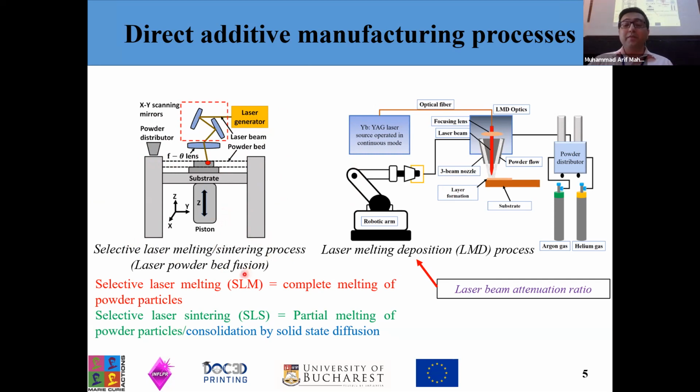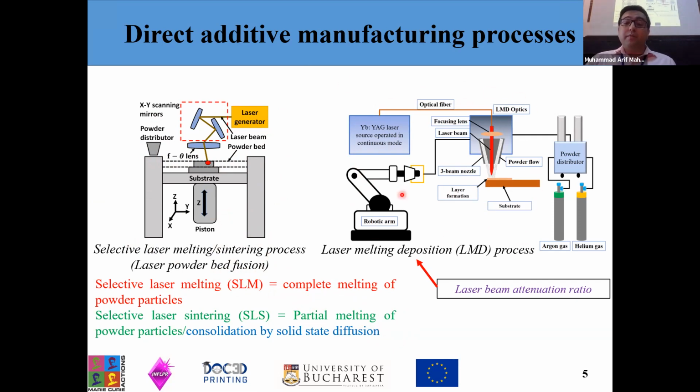The main difference between melting and sintering is that in SLM, selective laser melting, we completely melt the powder particles, while in selective laser sintering, we melt the powder particles partially or achieve consolidation by solid state diffusion.